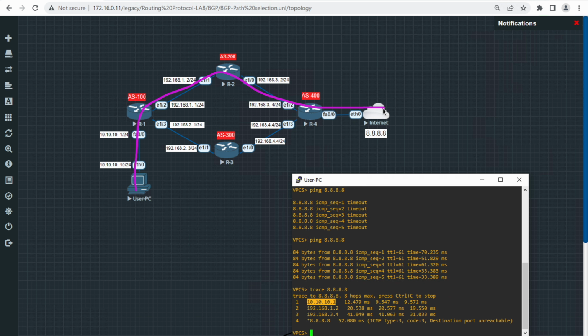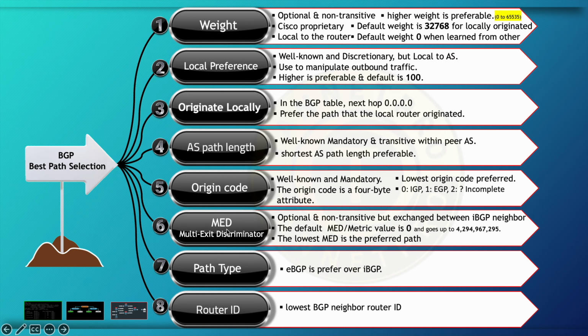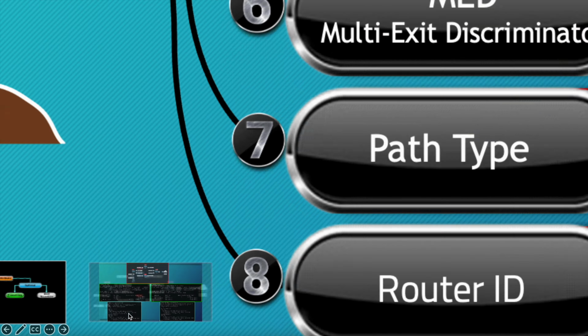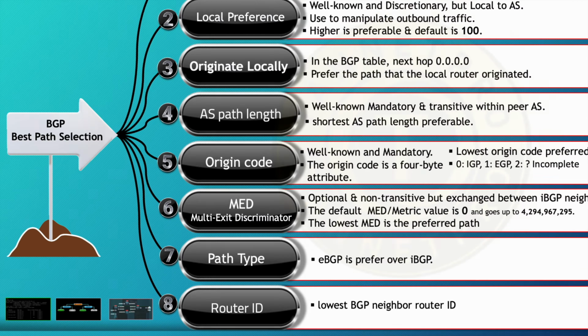Now how is this path elected? By following all the attributes. Let me explain this part over here, right? Okay guys, this is an important section where I will explain the tiebreaker rules. The same capture I took from here, and I put the snip over here. So let's understand one by one.